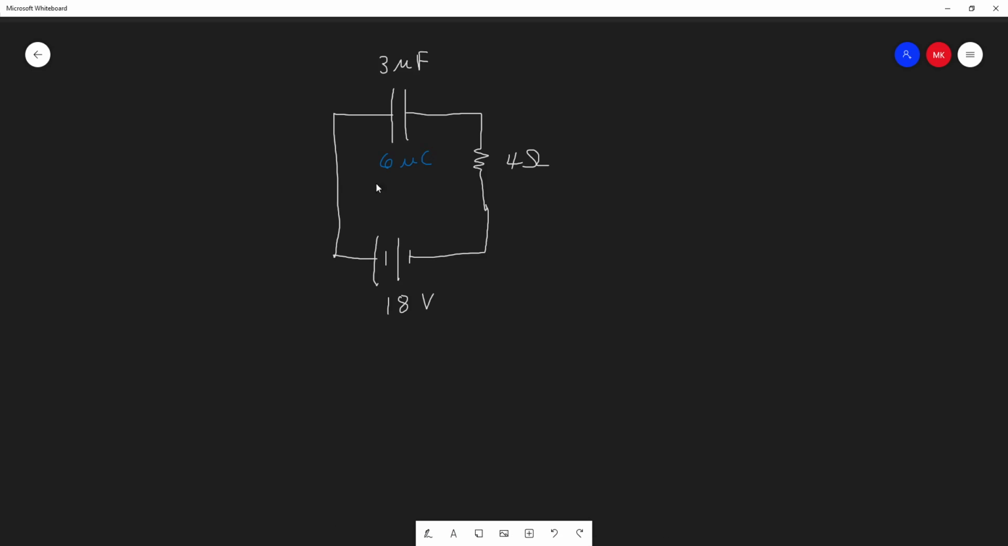Okay. Well, I'm given my charge, and I'm given my capacitance. We know relating those can give us our voltage drop across our capacitor. We know that Q equals C delta V. And solving for delta V is what we're interested in. Delta V equals Q over C. And these are in the same prefix units, meaning we don't have to worry about unit conversions. We will just get 6 over 3 equals 2 volts. That is the voltage drop across my capacitor. So I'm going to write that in purple here. The voltage drop across my capacitor at this time is 2 volts.